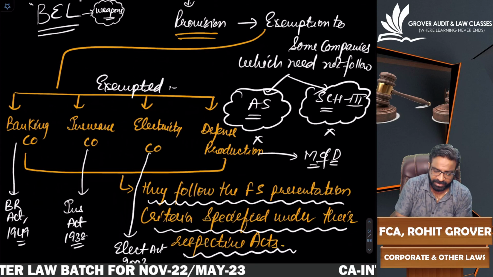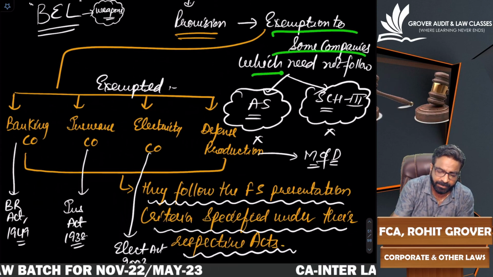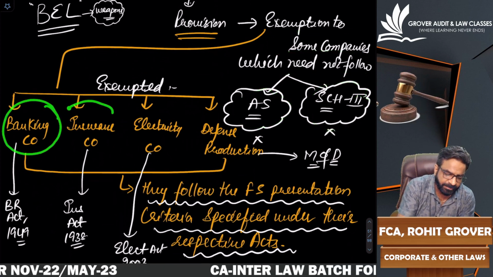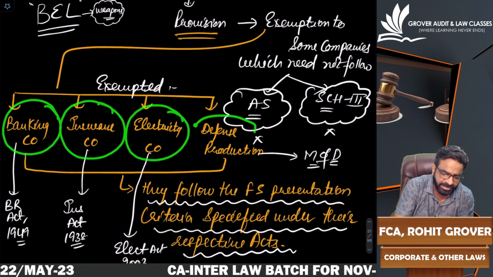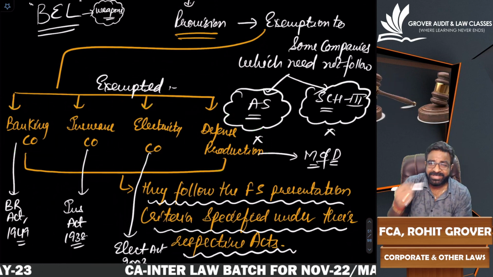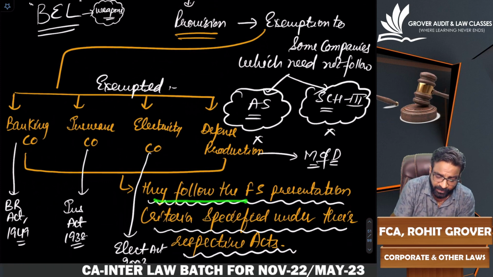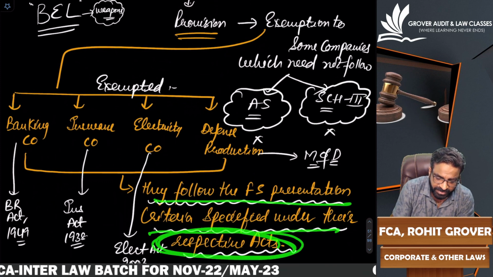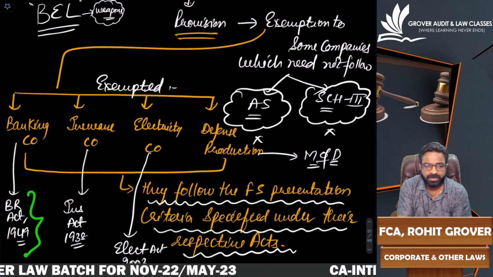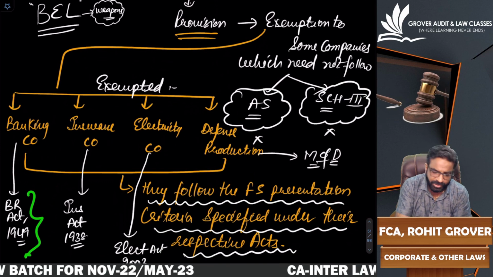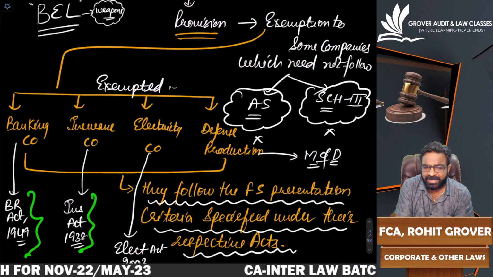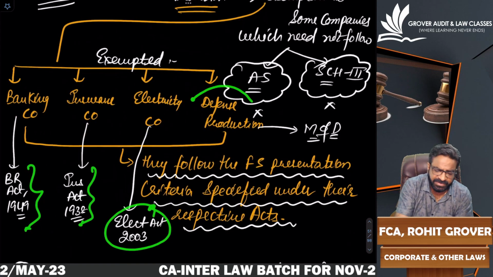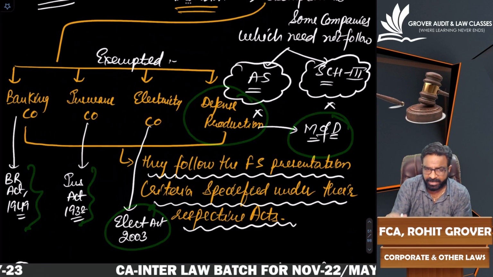Now read, what is the provision written? Read the heading: exemption to some companies which need not follow accounting standards and Schedule 3. What are those companies? Banking, insurance, electricity, and defense production. What is the reason they are getting the exemption? Because they follow the financial statement presentation criteria specified under their respective acts. Banking follows the Banking Regulation Act 1949. Insurance companies follow the Insurance Act 1938. Electricity companies follow the Electricity Act 2003. Defense production companies are under the Ministry of Defense. Am I correct? Yes, sir.